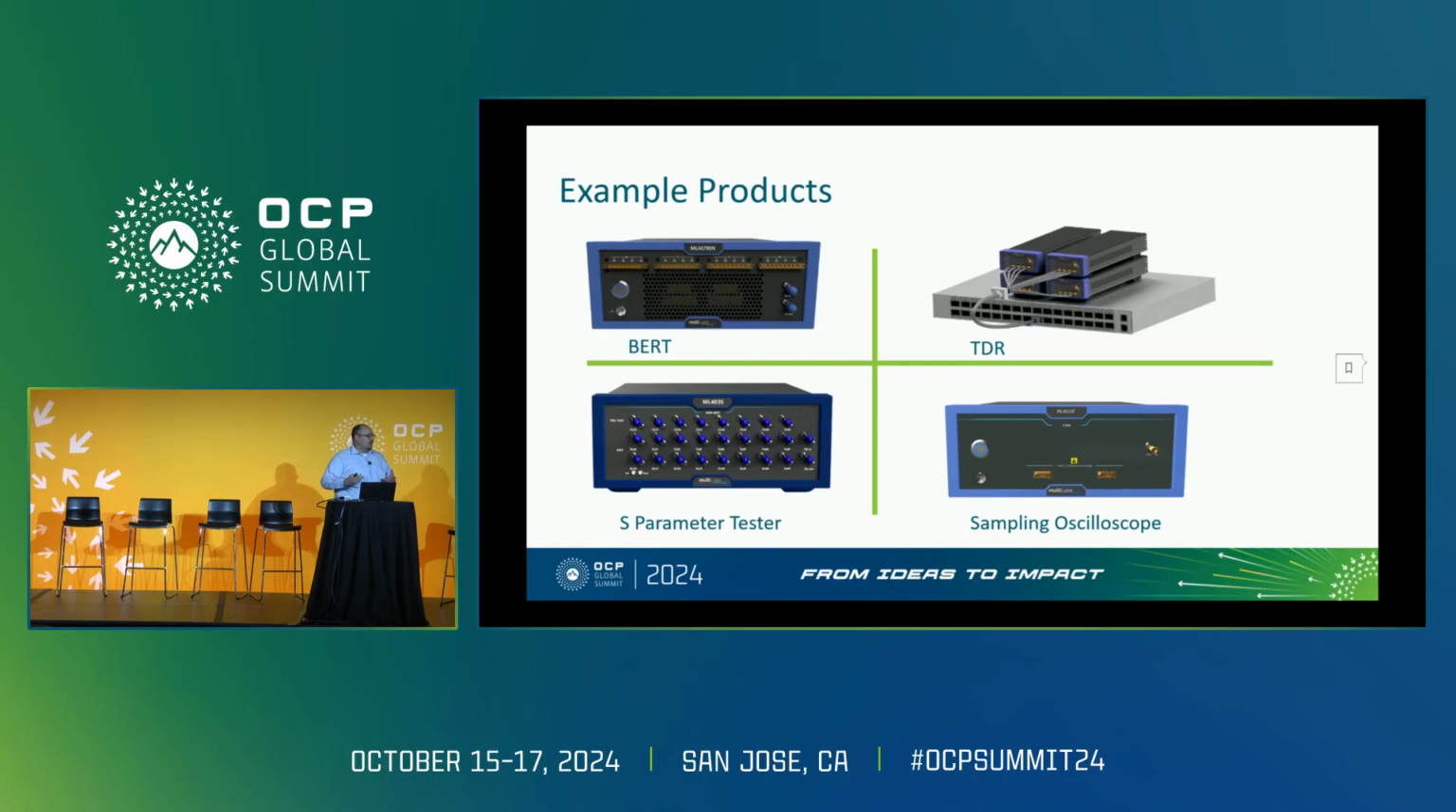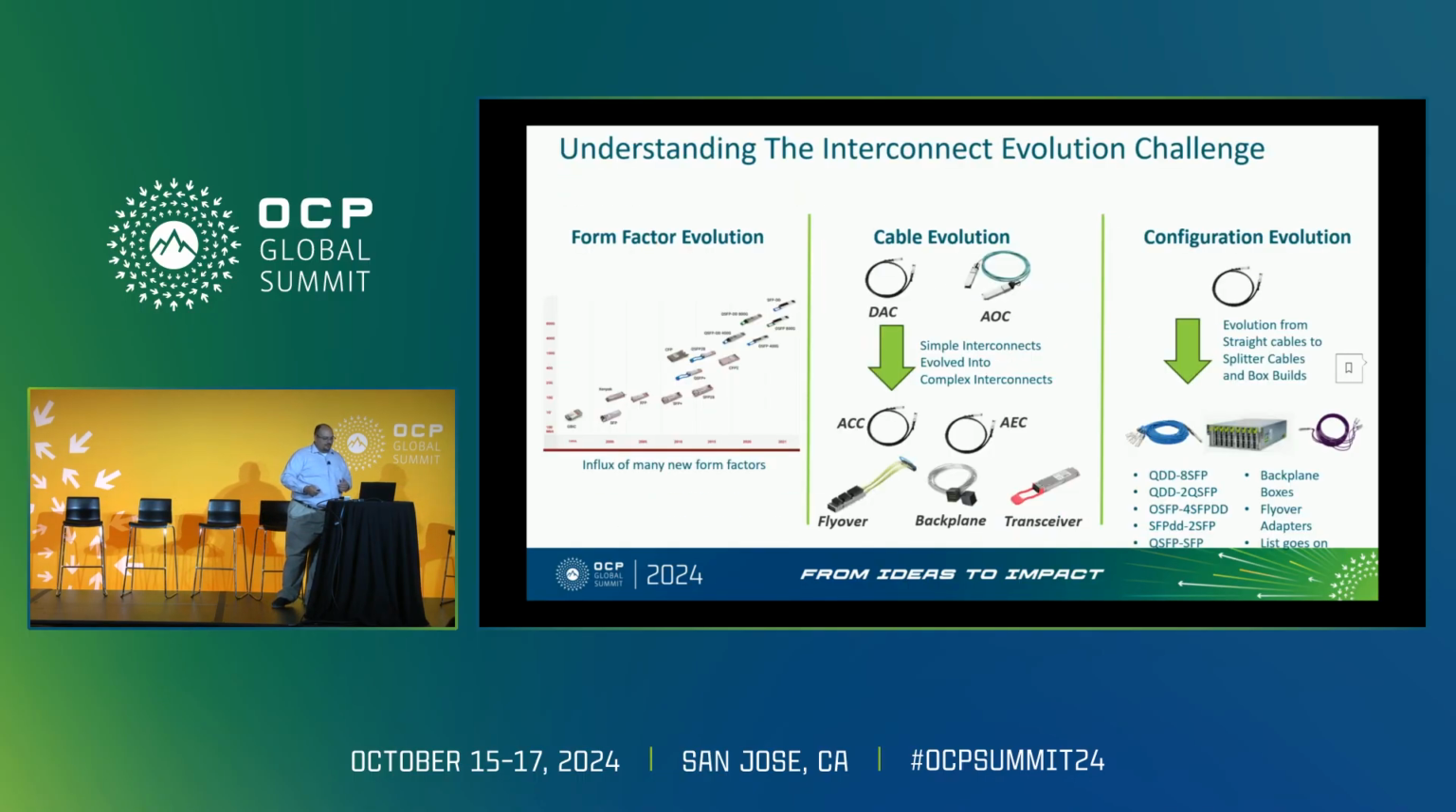So as I mentioned earlier, I work with a company named Multilane, Inc. These are some of our products. We sell BERTs, TDRs, we do S parameters, we have sampling oscilloscopes, and things like that.